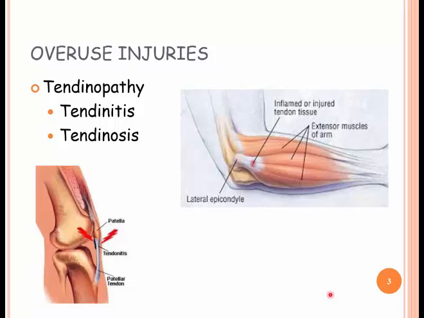Examples in the slide include patellar tendinitis or jumper's knee, which is depicted here, which occurs with repetitive running and or jumping activities. Another example is tennis elbow, which is depicted here. This results from excessive gripping activities.